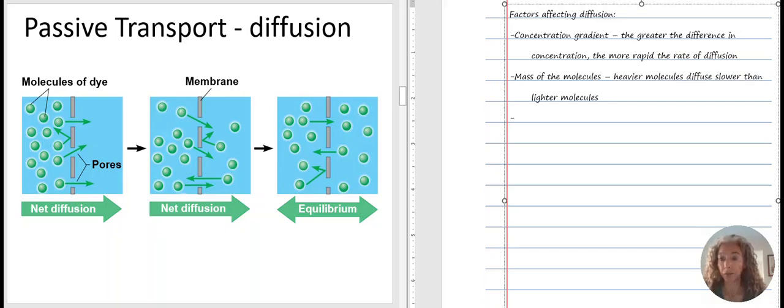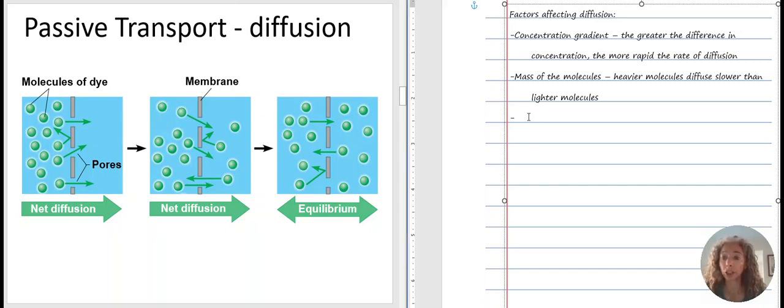The size of the molecules also has an effect on the rate of diffusion. Heavy molecules are going to diffuse slower than lighter molecules. So the mass of the molecules is important when considering the rate of diffusion.